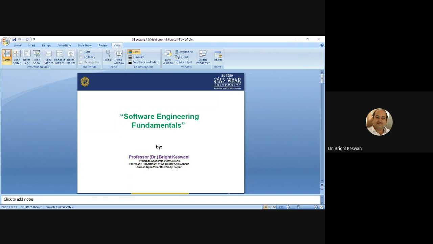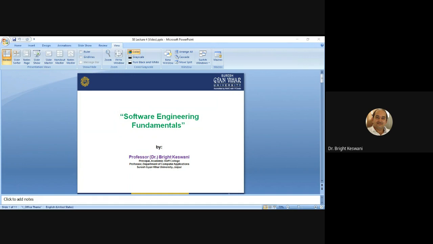The first phase is feasibility study, the second phase is requirement analysis, and the third phase is system specification. The fourth phase is system and component designing. The fifth phase is implementation and component testing. The sixth phase is system testing, and the last phase is operation and maintenance.